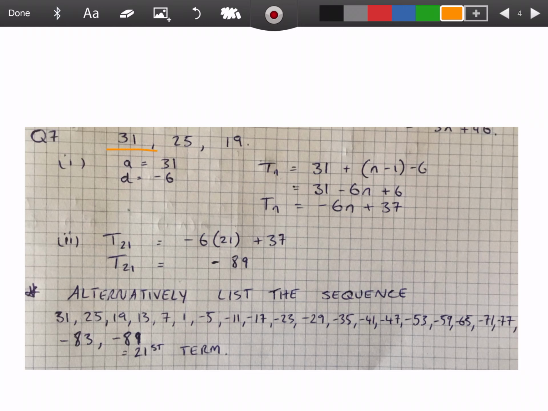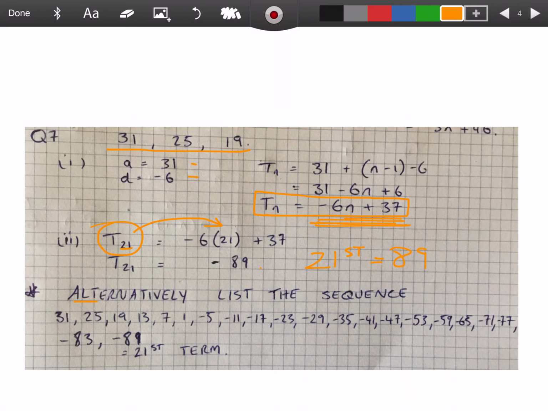We've got our sequence. I've got my A value and my D value, and I pop them in to find my Tn. We did that in the previous question, so I don't want to run over it quickly again. You can see it there and check it yourself. Then I want to do T21, because it's asked for the 21st term. I use my general term, minus 6n plus 37, and substitute in n as 21. So minus 6 by 21 plus 37 gives me minus 89. So the 21st term in this sequence is minus 89.